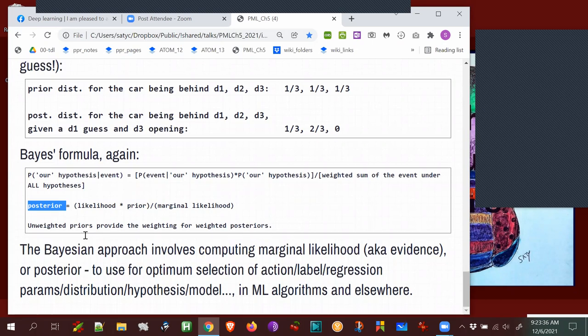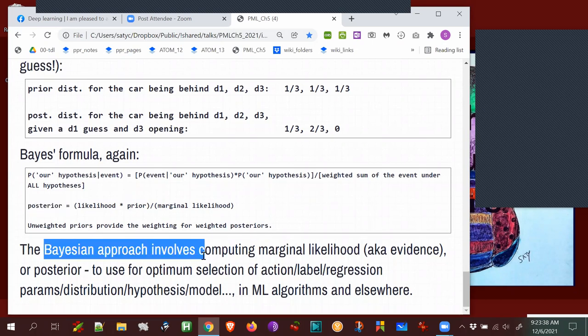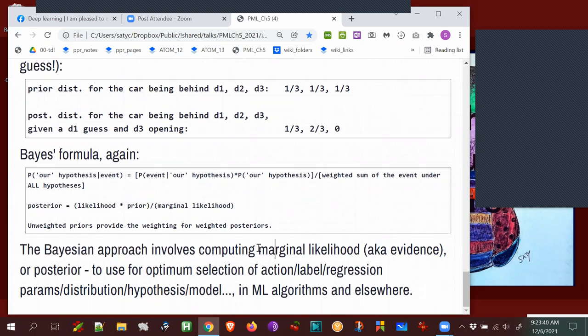Whoa. And so in pretty much all of the book, chapter after chapter, what we keep computing are these marginal likelihoods, which is also called evidence, by the way. So we can just replace this whole word by evidence. So likelihood times prior over evidence. Evidence that that event happened, summing together all the hypotheses. All right, so you compute that, or sometimes you compute the posterior distribution or even a single posterior value.